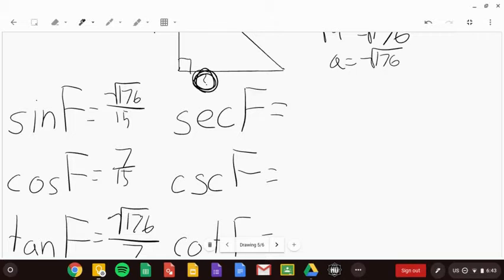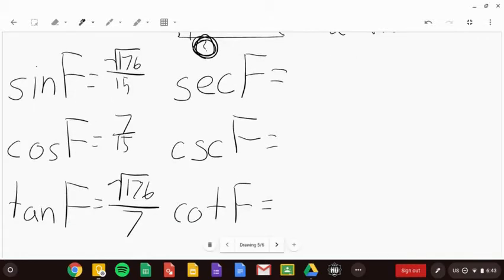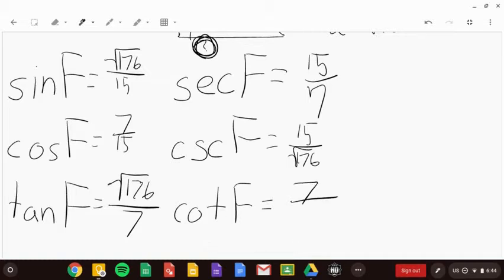Now that we know those, it's pretty easy to find secant, cosecant, and cotangent. It is literally just the reciprocal of each one, except it's not negated. So secant of f would be 15 over 7, cosecant is 15 over the square root of 176, and cotangent is 7 over square root of 176.